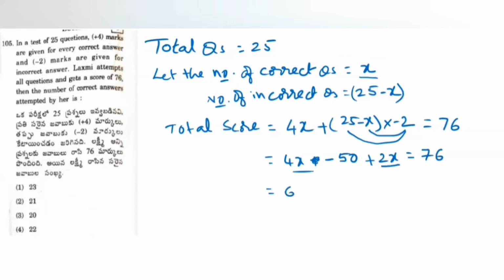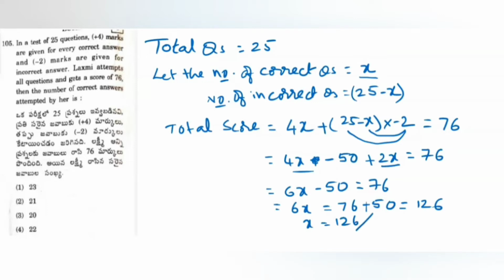So you can write it as 6x minus 50 gives you 76. And from that, send minus 50 to the other side, 6x comes to 76 minus 50, which gives you plus 50. Minus 50 becomes plus 50 when it comes this side. So the answer becomes 126 here. So x is equal to 126 divided by 6, which gives you 21. So 21 questions are correct.